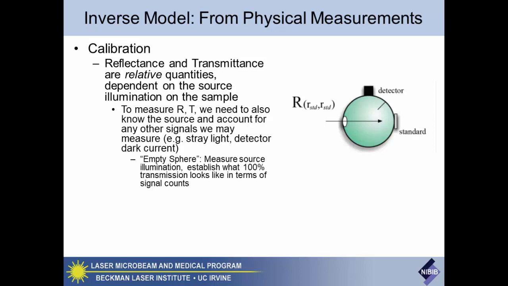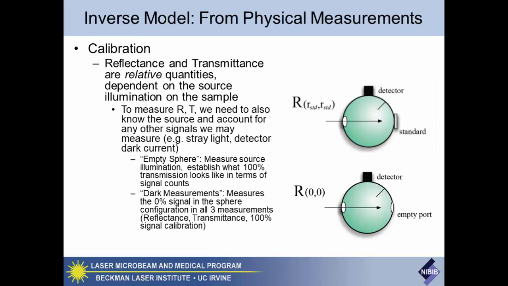So typically for these types of measurements, what you want to do first is measure an empty sphere. So literally this is the integrating sphere without any sample in it. If you shine light directly in, you can think of it as your 100% transmittance. And so that gives you your top relative amount.